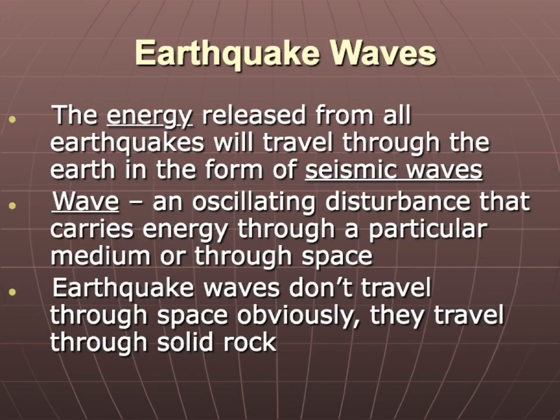A reminder about earthquakes. In the previous set of notes, we talked about how earthquakes are waves, and waves is energy. Energy vibrating through a medium, or through space. We call those waves for earthquakes seismic waves. As you remember, seismology is the study of earthquakes. A wave, as we'd said, is an oscillating disturbance. Oscillating is a fancy way to say wiggling. An oscillating disturbance that carries the energy through a particular medium or through space. Earthquakes obviously don't travel through space, but they travel through solid rock.